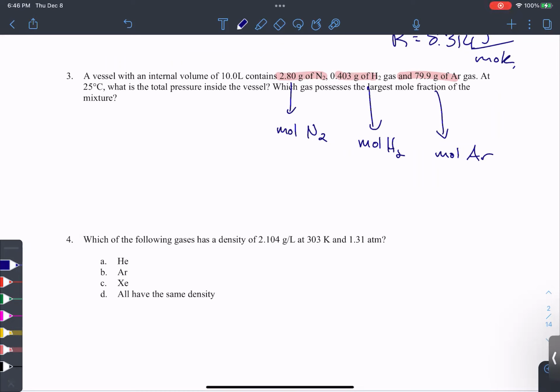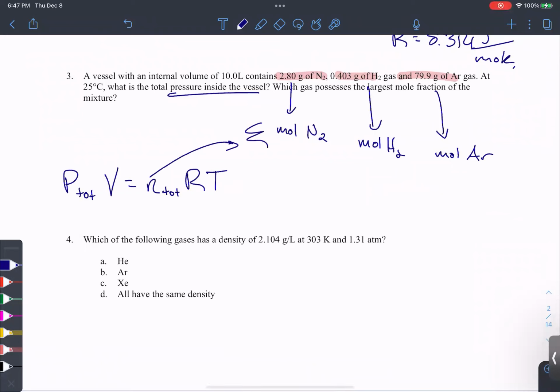This question is asking for the total pressure inside the vessel. So the total pressure will come from PV = nRT, but we want to calculate n total. n total comes from the sum of what we just did. So we would have to take the sum of all of those, and that's how we get P total. So we need to figure out the total number of moles of gas, but that requires us to do molar mass of each of the individual components.